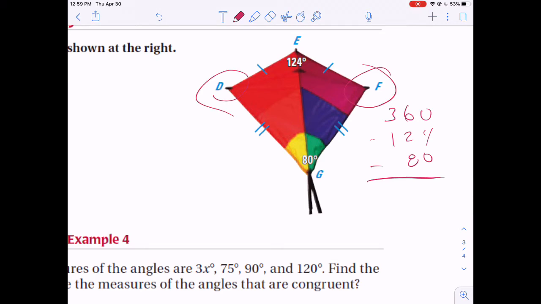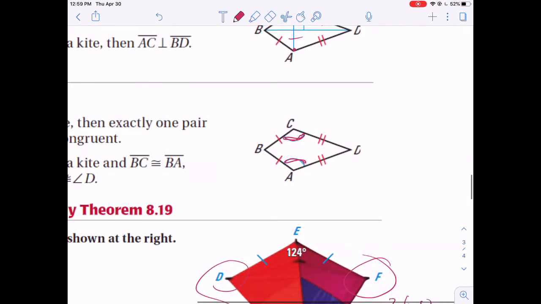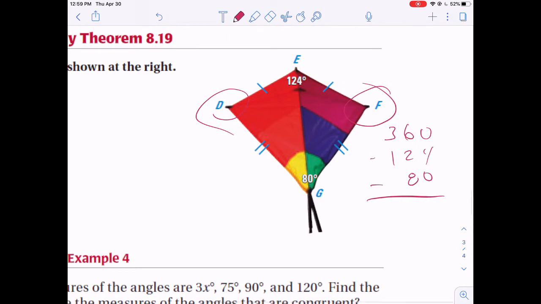And looking at this kite, what do you know about angles F and D? Well, if you're not too sure, we'll go back here and look at these two angles where the sides that aren't equal meet. This angle equals that angle. So when we go to find F and D, those two angles will be equal. All right, so I'm going to subtract 204 from 360.